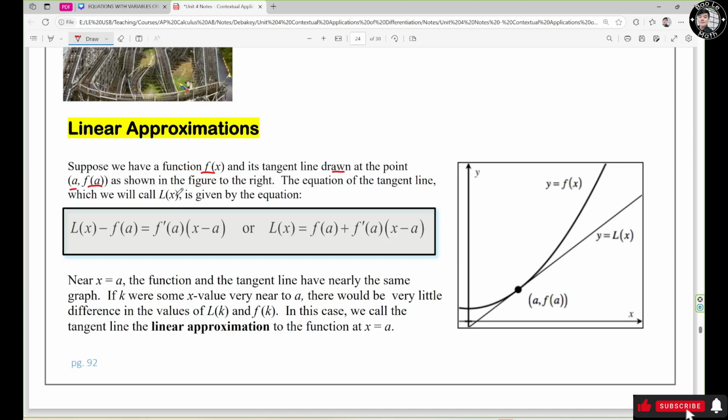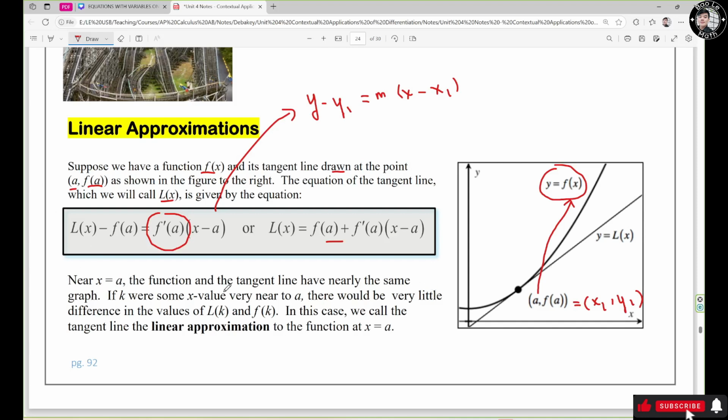The equation of the tangent line, which we will call L of x, is given by L of x minus f of a equals f prime of a times x minus a. And then I'm going to add f of a to both sides. I get this one right here. This is actually the point-slope form formula: y minus y1 equals m times x minus x1, where x1, y1 is given right here. And the slope is this, which means you need to take the derivative of this function and plug x equals a in here.